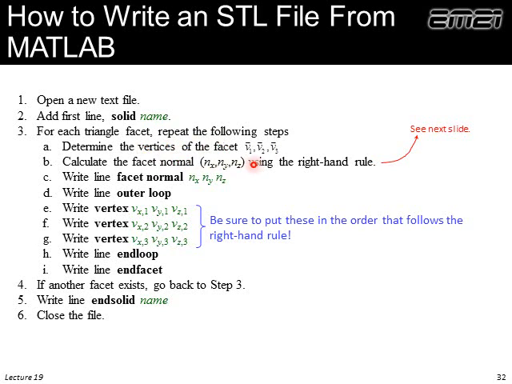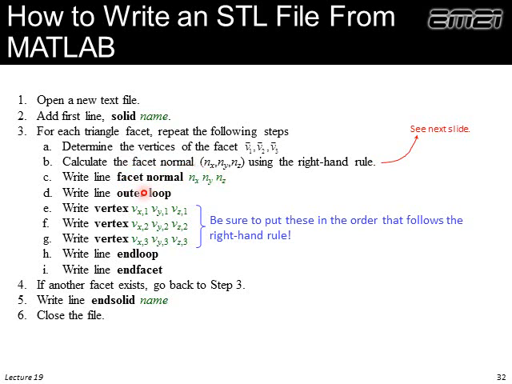We could do a number of things. We could follow a right-hand rule. We'll talk a little bit more on the next slide of how we reconcile that if we created a surface mesh from a 3D array. But somehow we have to calculate this facet normal and make sure that the order of our vertices is following the right-hand rule. Then we write our line facet normal and give it the 3 components of the surface normal.